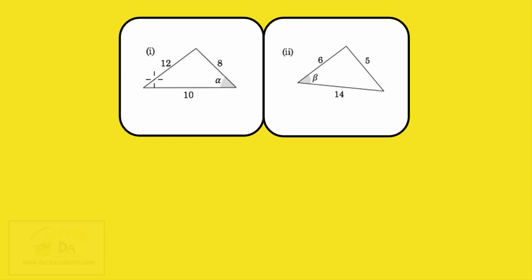Now here we have 3 lengths. The length of this side is 12, the length of this side is 8, and the length of this side is 10 in whatever unit, and we have this angle alpha. So let's see if the sine rule can help us find alpha.